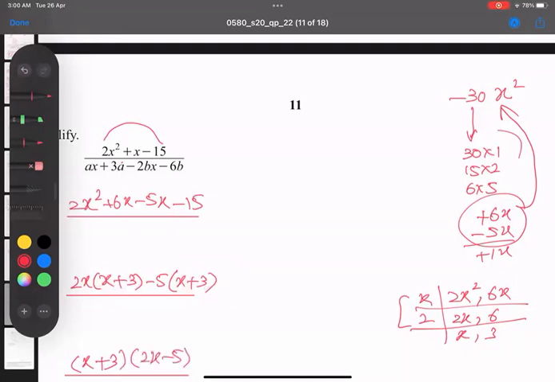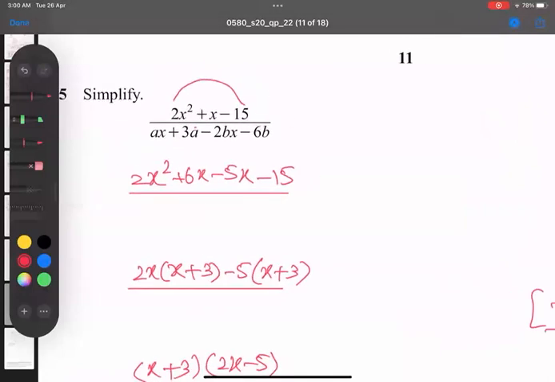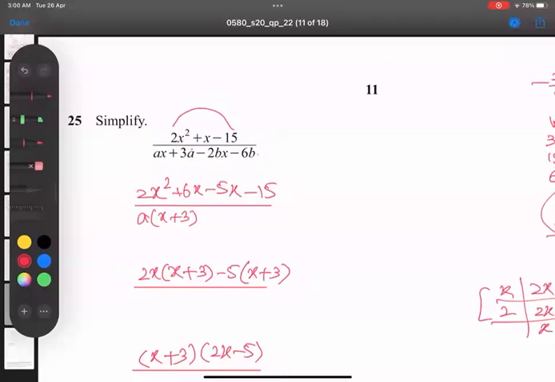So the upper part is done. Let's talk about the lower part. Lower part, we have what? From here, what is common? I think you can see a match. So a is common. When a goes out, x and plus 3 are left. Here maybe some students get difficulty, so I'm doing the right hand side. 2bx, 6b. First of all, b common, b gone. So 2x left and 6 left.